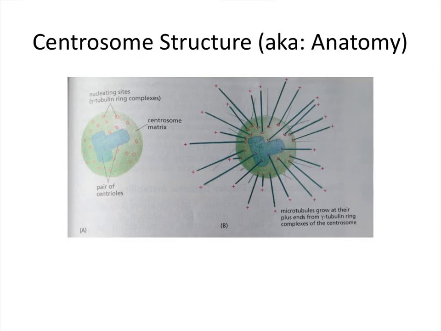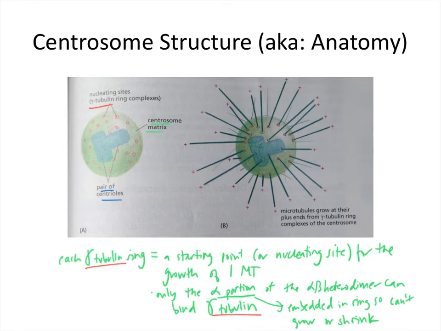This means that the minus end is attached to the gamma tubulin ring. To sum that up, each of the gamma tubulin rings is a starting point, or a nucleating site, for the growth of one microtubule. That word nucleating is not talking about the nucleus of the cell. Nucleating just means the start or the center point. So this is a location from which polymerization of a microtubule can start to happen. We'll talk a little bit more about that on a different slide.